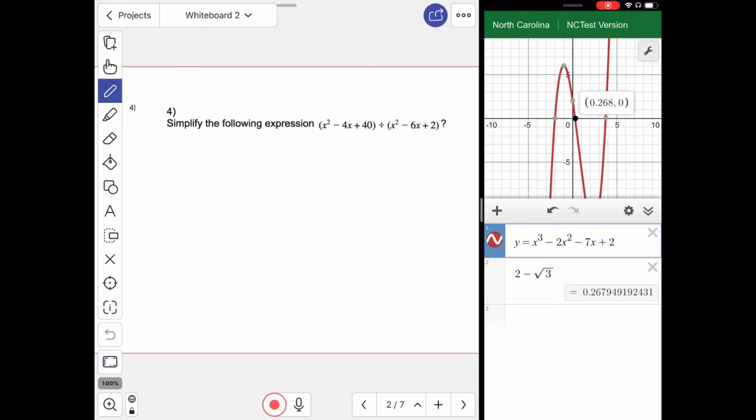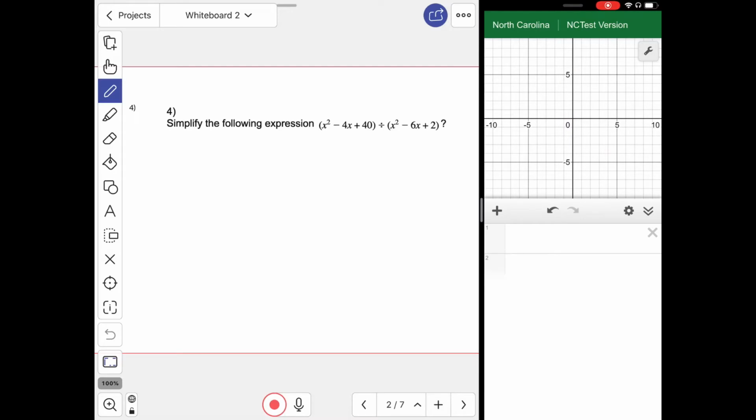All right. So for the next one, it said simplify the following expression. So it's division. We cannot do synthetic division here because remember, in order to do synthetic, you have to have that linear binomial, that x plus or minus k. So we're going to have to do some long division.